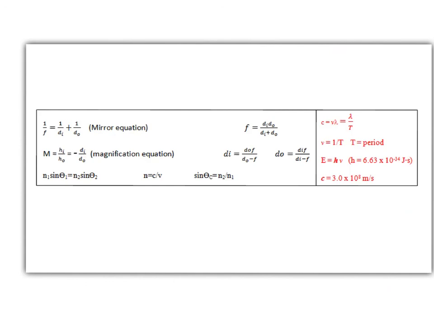And then at the very bottom on the left, we have the equations that deal with refraction, N being the index of refraction. Theta sub c refers to the critical angle. Make sure that you're familiar with where these equations are and how they are used.